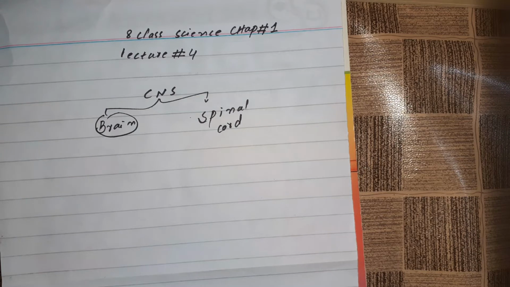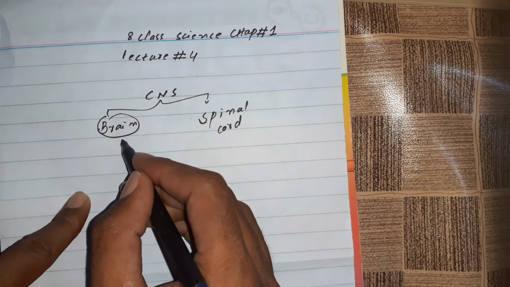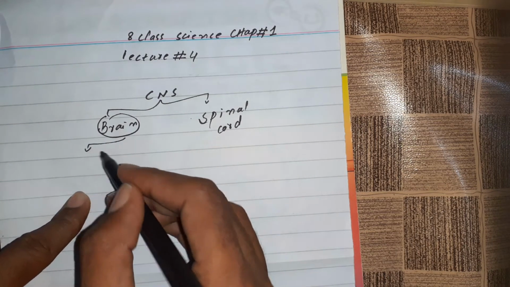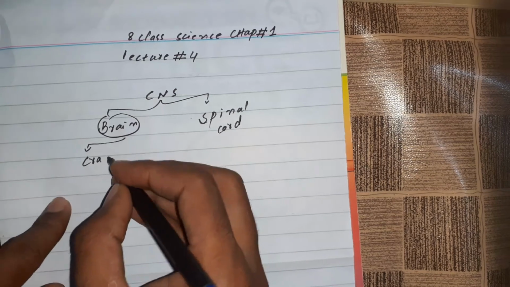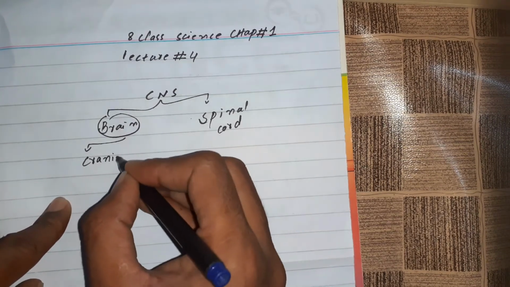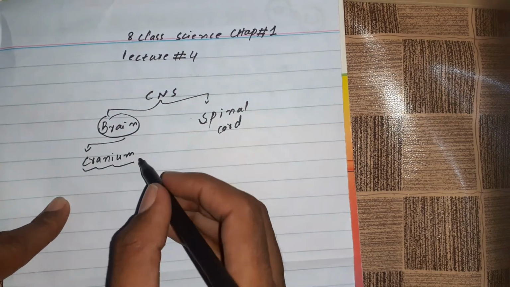The human brain is enclosed in a bony skull called the cranium. Enclosed in a bony skull which is called cranium. Well, and this cranium is a bony skull.